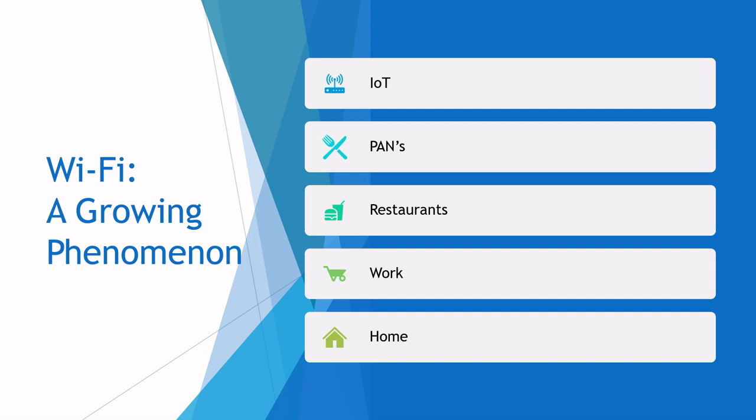We've also seen that many fast food restaurants and restaurants alike are placing Wi-Fi into their establishments to allow their patrons to surf the internet as they dine. Also, we know that Wi-Fi is prevalent in work and home environments. So the problem with this is that these technologies create vulnerabilities.